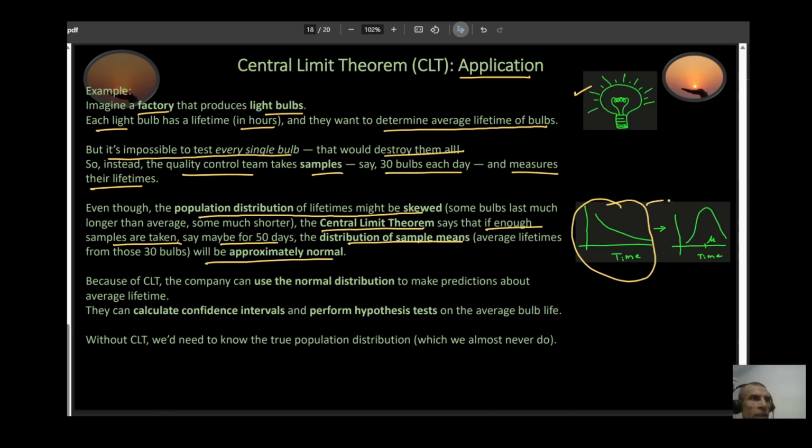So if you take enough samples and you plot the distribution of those sample means, it will look something like this, a bell-shaped curve. And from here, you can read the average value, mu. And you know the mu over here is the same as the mu over here. So once you can determine mu from here easily, that would give you this mu. Because of the CLT, the central limit theorem, the company can use the normal distribution to make predictions about its average lifetime. They can also calculate the confidence interval and perform hypothesis tests on the average bulb life.